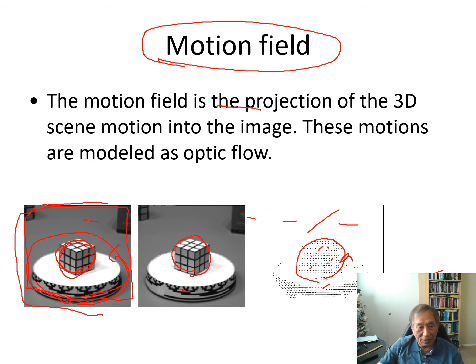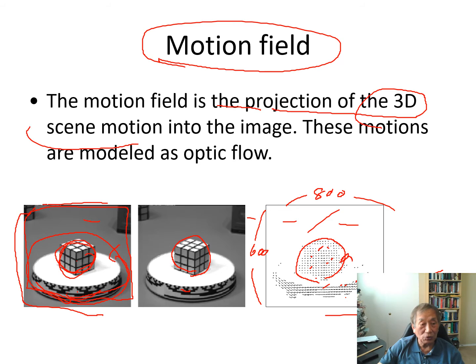You know, also this is an image of a size like 800 by 600. I know usually it's much bigger than that, and of them only those pixels are affected by motion, and then the direction and detail of that motion can be figured out or recorded later. So the motion field is a projection of 3D scene motion into the image, and there's a model that has an optic flow.